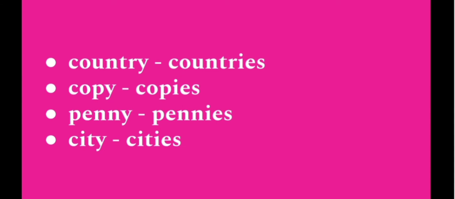replaced Y with IES. The word city, we have already discussed this. Before Y, T comes, and T is a consonant, and that's why we have replaced it with IES. What happens is Y changes to I, and then we add es. If a consonant comes before the letter Y, then the letter Y changes to I, and then we add es.